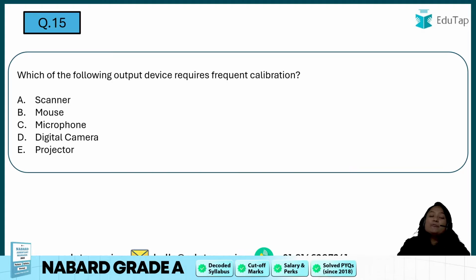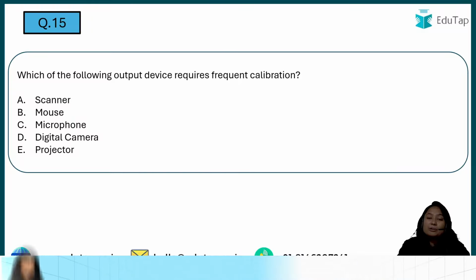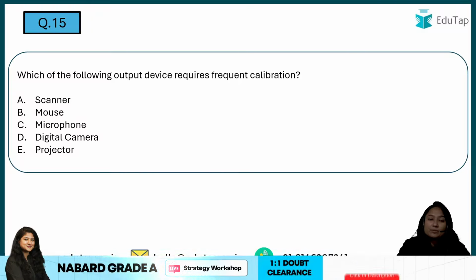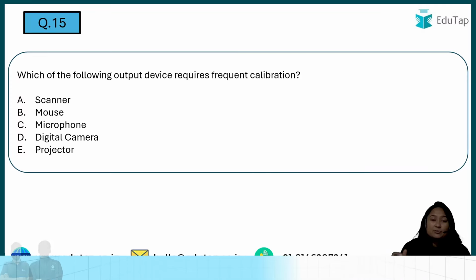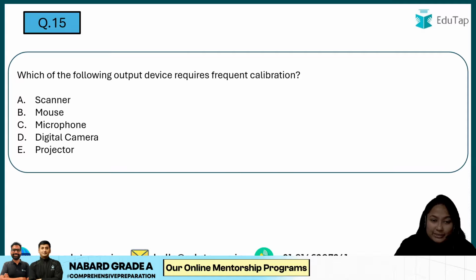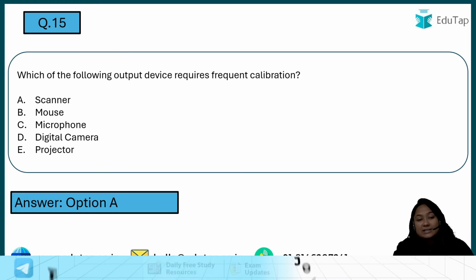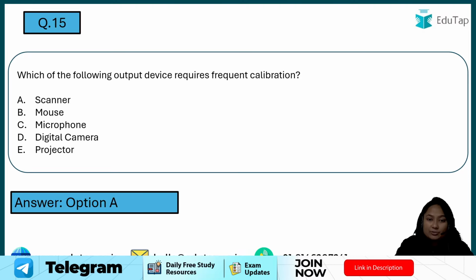Now, which of the following output devices requires frequent calibration? So a little bit of difference disrupts the printing, so you will have to recalibrate it. The correct answer would be option A, that is scanner. Scanner needs recalibration. Okay, so with this we have covered all 15 questions, students.